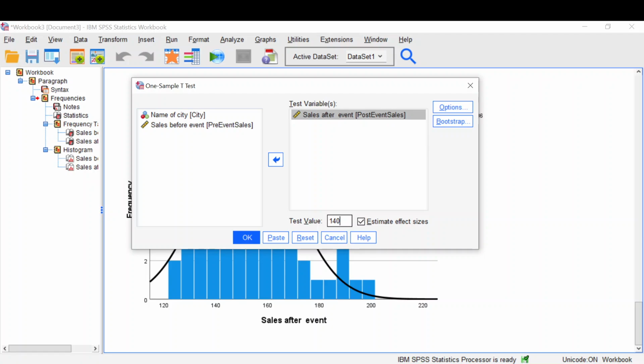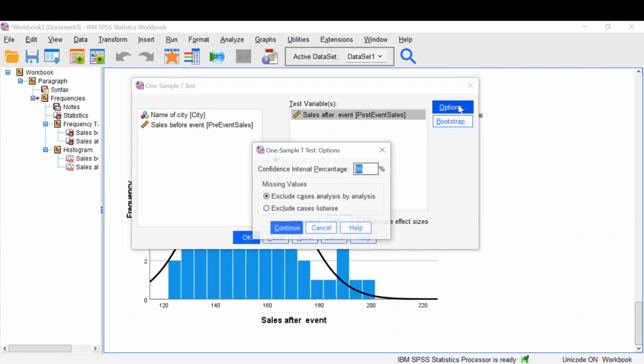So in this case, we want to know, how do our sales after the event compare to a test value of 140 units? How do these two numbers compare against one another? Okay. It's always a good idea to go into options and confirm that you have selected a 95% confidence interval.